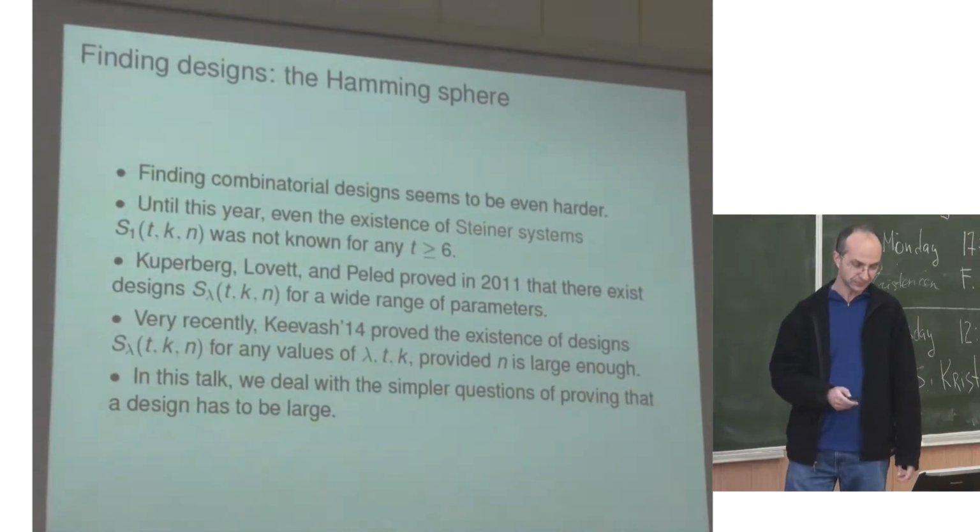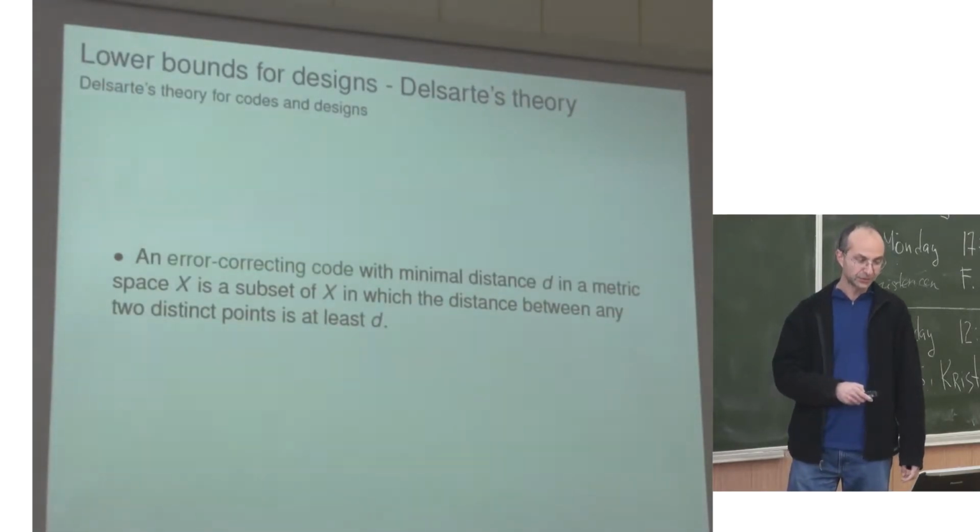Okay, so the best known lower bounds for designs are obtained using the theory of Delsarte for codes and designs from '73. So let me tell you a little bit about this. First, let me talk about error correcting codes. We have already seen linear error correcting codes. An error correcting code with minimum distance d in a metric space X is simply any subset of X for which the distance between any two points is at least d.